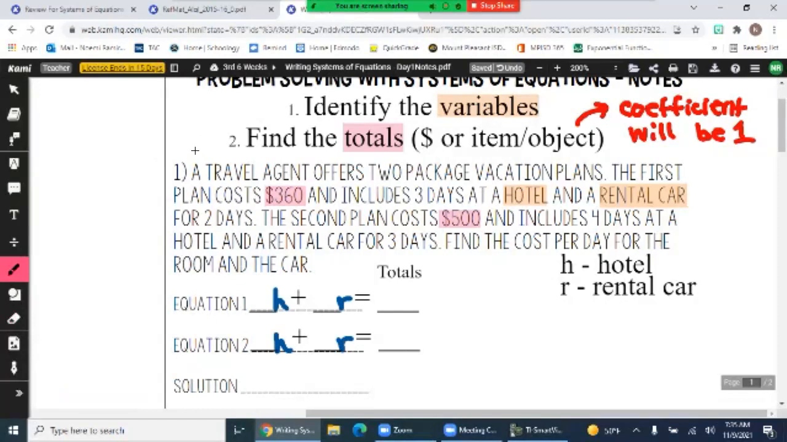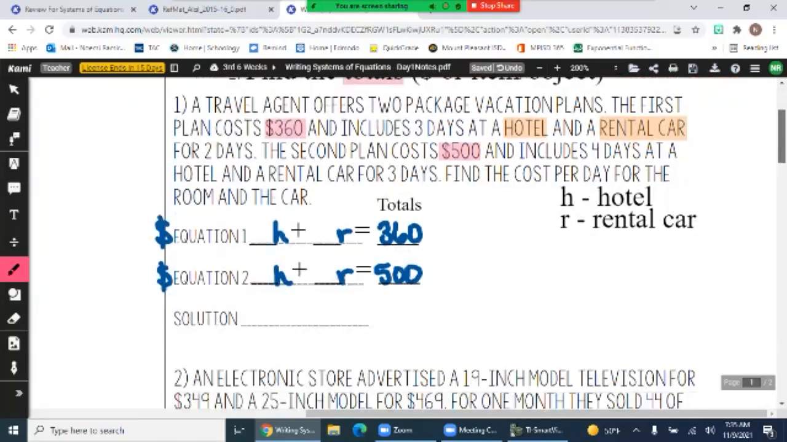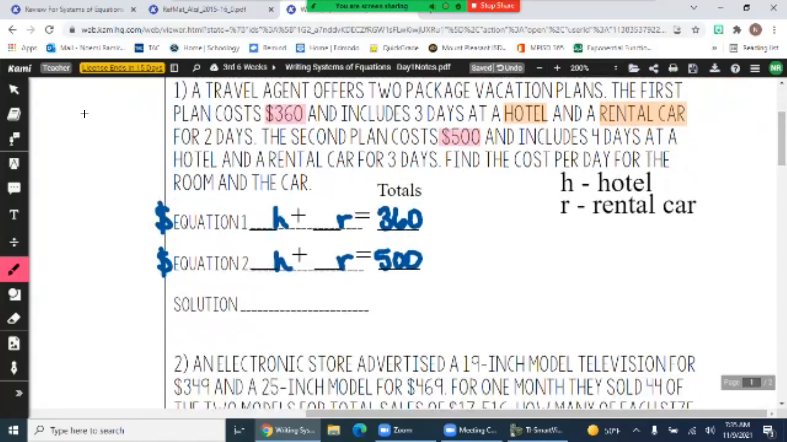So the first total I'm going to put is $360. And this is some type of amount, so I'm going to put a dollar sign here. And then $500, some type of cost, some type of amount. Now, when both of those totals are describing some type of money amount, then 9 out of 10 times you're going to have the numbers that you have to insert in your blanks.